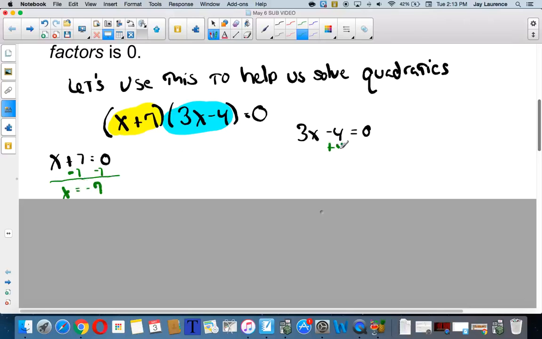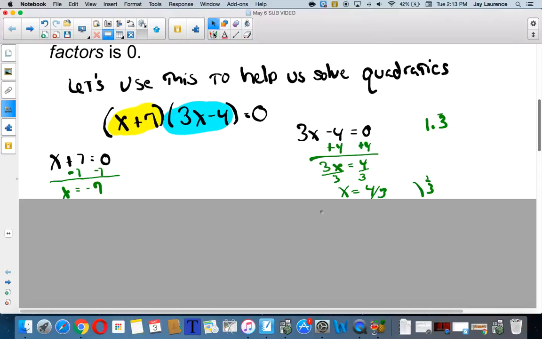How about over here? I'm going to add 4 to both sides, and I'm going to get 3x equals 4. I'm going to divide by 3, so x is going to equal 4/3, or you could say 1 1/3. I'm not going to go to the decimal on this, but if you did, it would be 1.3 repeating. Don't round it. What that means is if I put -7 in for x into the original problem, or if I put 1 1/3 in for x in the original problem, I will get 0 out. It's guaranteed. Real simple.